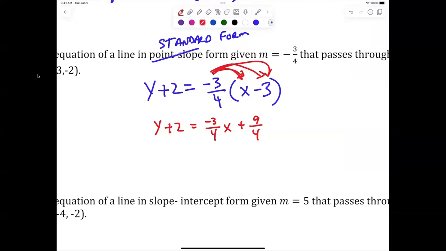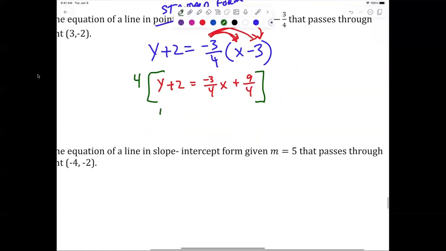Now I need to multiply everything through by what? 4, because I'm not allowed to have fractions. When I multiply everything through by 4, I get 4y plus 8 equals negative 3x plus 9. Anybody got a problem with that? Tell me quickly. Yeah, the denominator, or we say a common denominator. But the only fraction in the denominator is 4 this time. Okay?